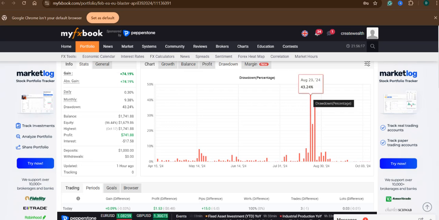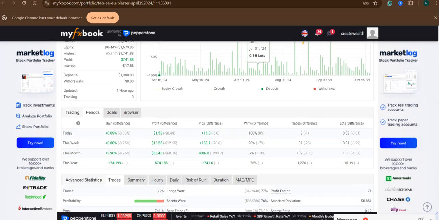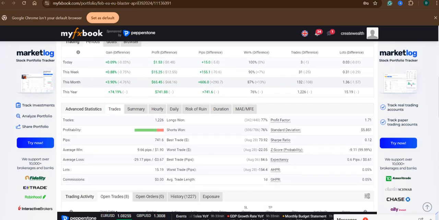Right now, the Euro USD pair is going very down and very down, but still our EA is managing it very well. Okay, so this is the drawdown graph and this is the growth graph. So these are the statistics. Today we just made around 1%. This week we made 0.88%. This month we made 3.90%. The month is still there. Okay, and this year we made 74.19% so far.